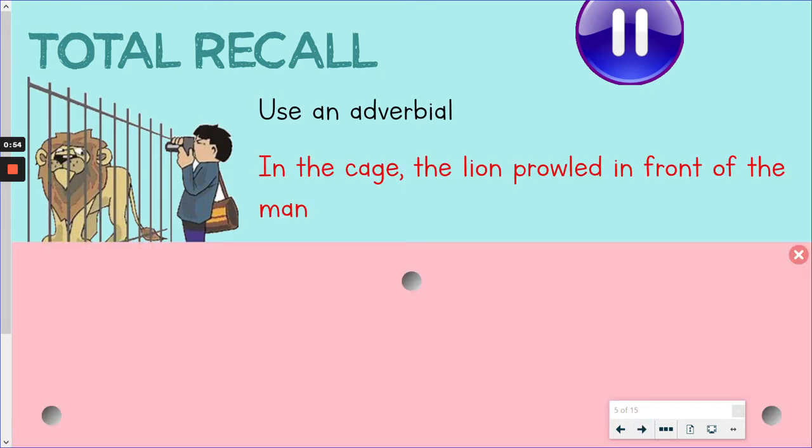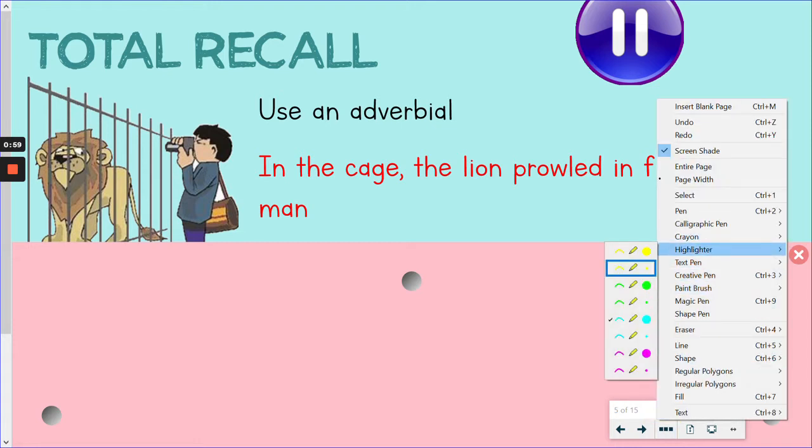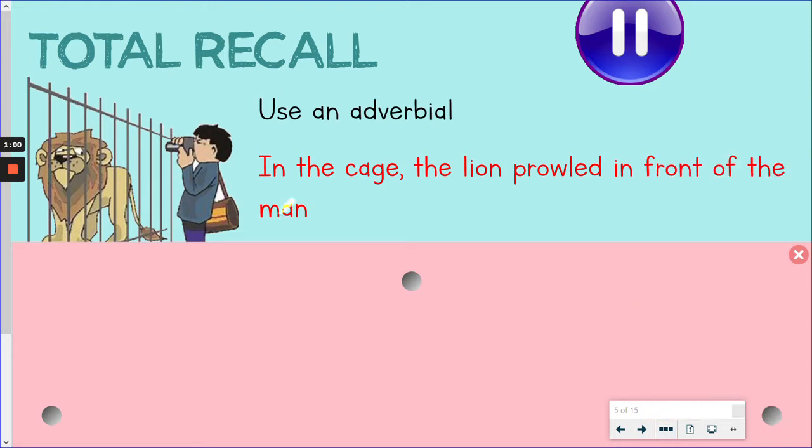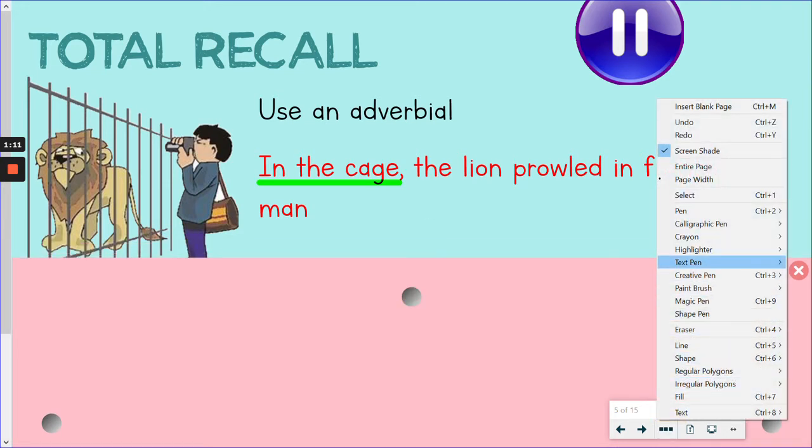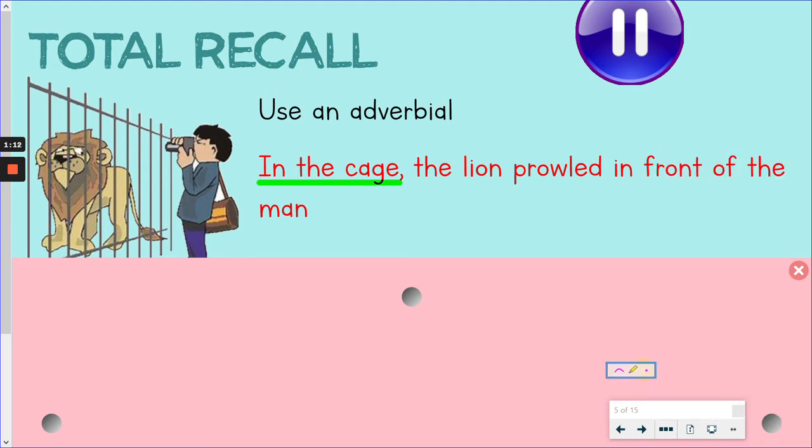Okay, how did you do? Well, you'll all have different answers, but here's an idea of what you might have done. So in this sentence, in the cage, the lion prowled in front of the man. In the cage is not just an adverbial, it's a what? A fronted adverbial, that's right. Now, this sentence has actually got two adverbials in it because I've also got in front of the man. And this is also an adverbial. The lion prowled is the main clause, and then I've got two adverbials alongside it.